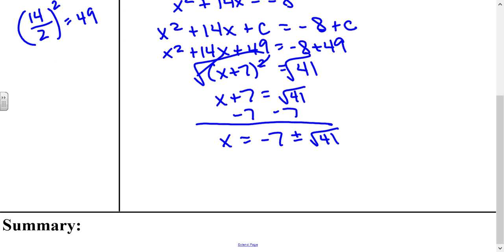And don't forget to write your summary by going back and answering the essential question.